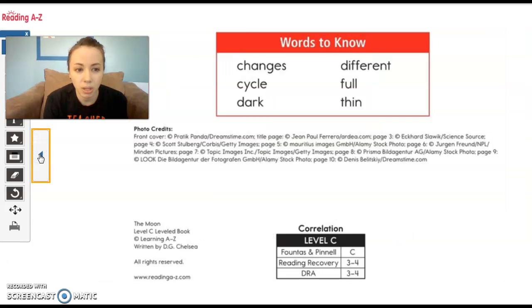Just from our picture walk, and from what we've seen so far, do you think that this is a literary story that has characters and setting and plot? Or do you think this is an informational text that's giving us information on a topic? Yeah, this is an informational text. And just from the clues that we've seen, we know that the main idea or the topic of this book is all about the moon and how it changes. So we can use what we know about informational text to help us better understand the story as we're reading.